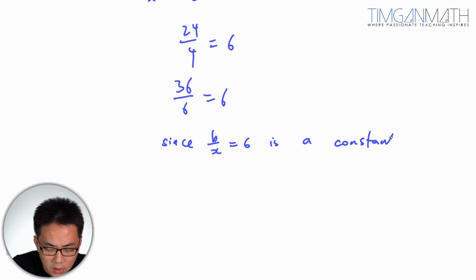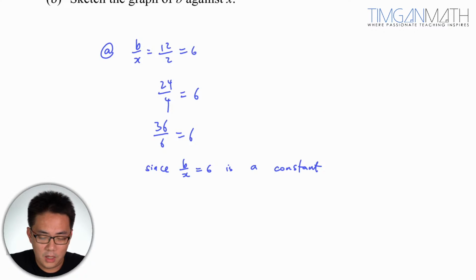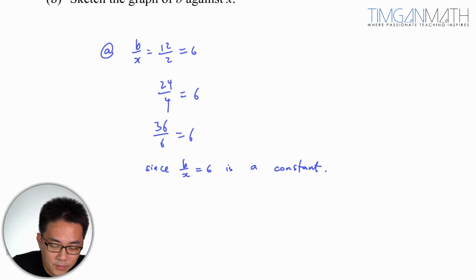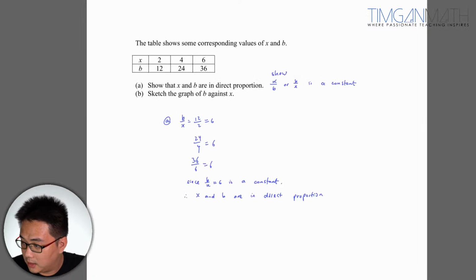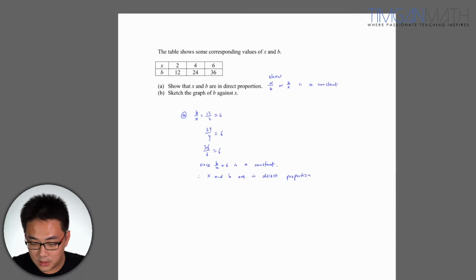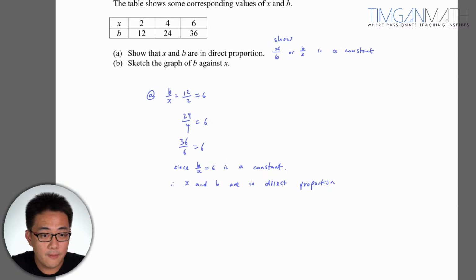This is what we call a constant rate or constant ratio. You could just write constant rate or constant ratio. Hence, x and b are in direct proportion. So this is how we do the first part here. It shouldn't be too difficult.